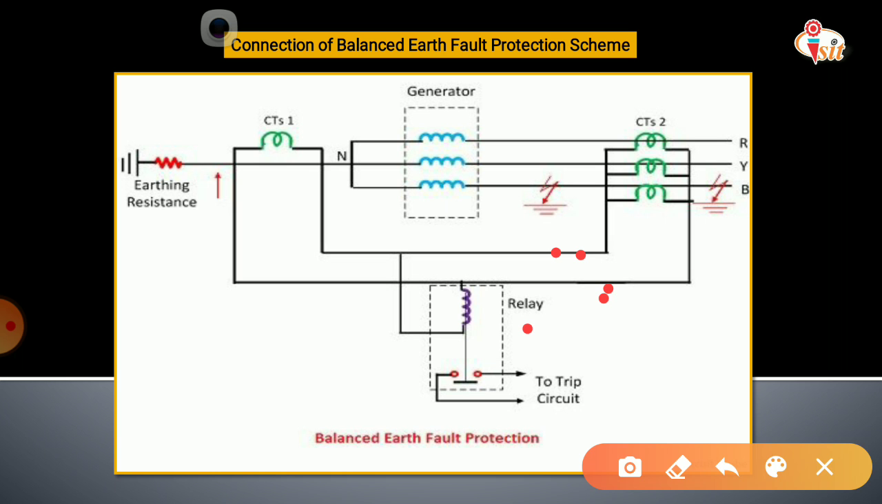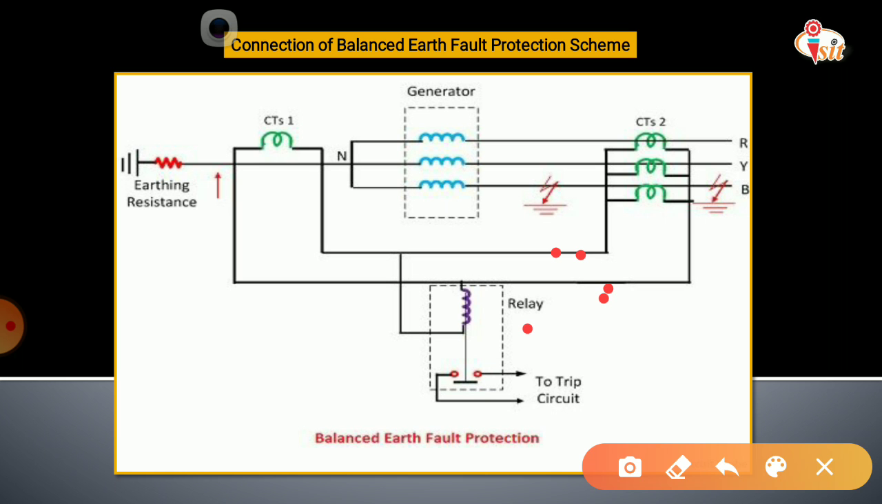The balanced protection scheme provides protection against earth fault in the limited region between the neutral and line CTs, current transformers. So it provides protection against earth fault in the stator winding and does not operate in case of an external earth fault. So this scheme is also called restricted earth fault protection scheme, and such type of protection is provided in the large generator as an additional protection scheme.